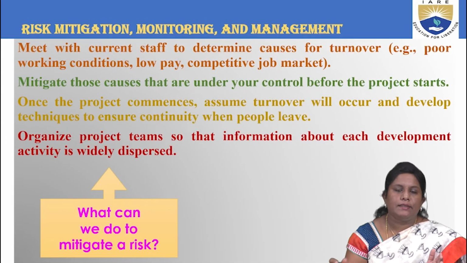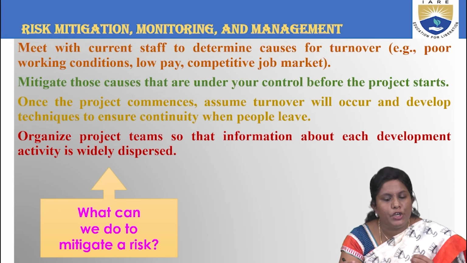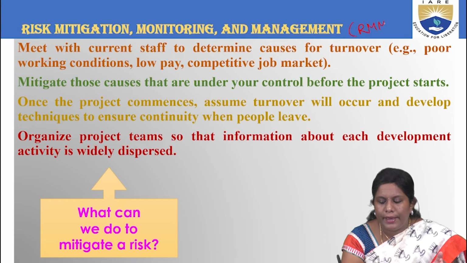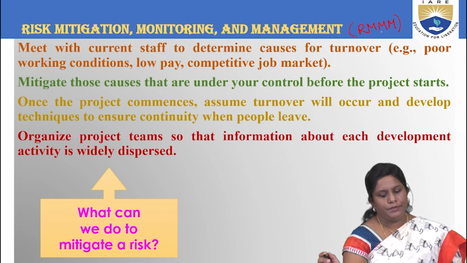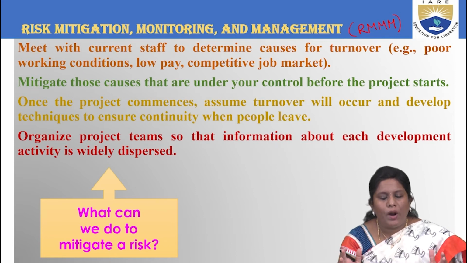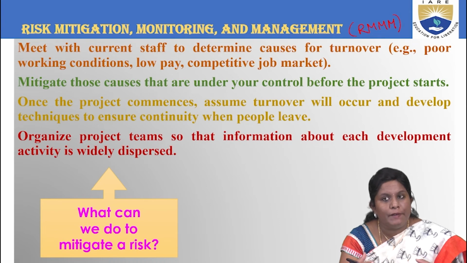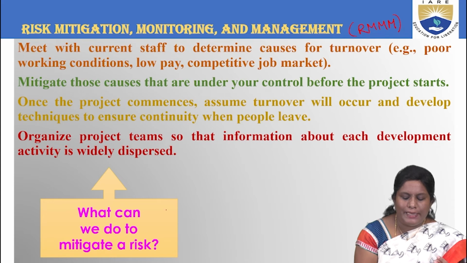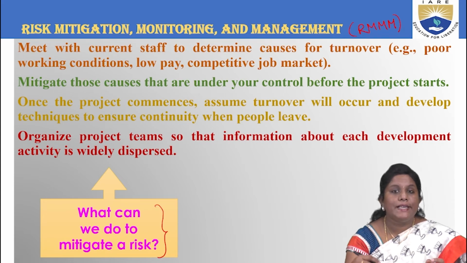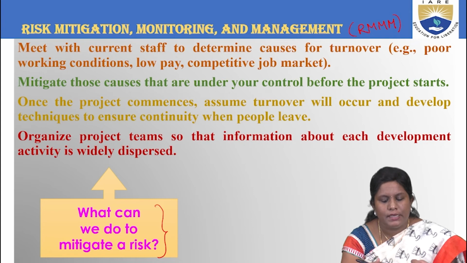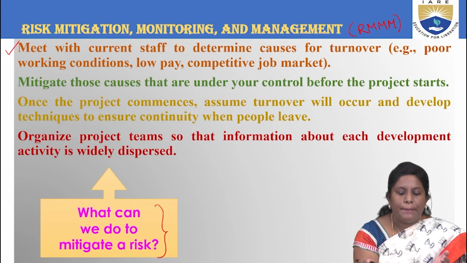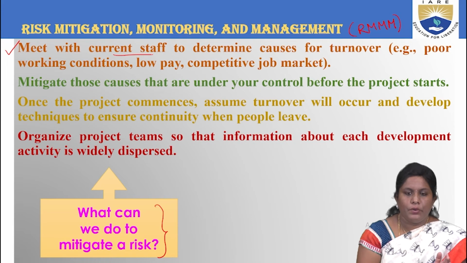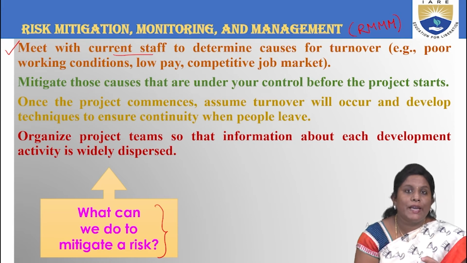Right. Next discussion is on risk mitigation, monitoring and management, which is called RMMM. That is risk mitigation, monitoring and management. Okay. So let us have a look at what exactly happens in this. Who are the people involved in this? What are the tasks they have? So what can we do to mitigate a risk? What are the things you can do to mitigate a particular risk? The first one is to meet with the current staff. Okay, these are the steps that talk about how you can mitigate a risk.